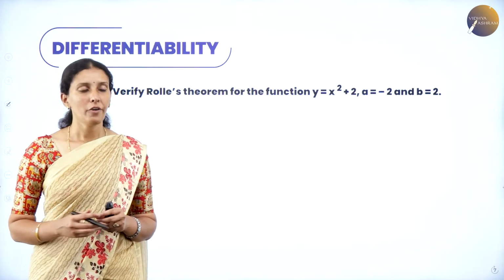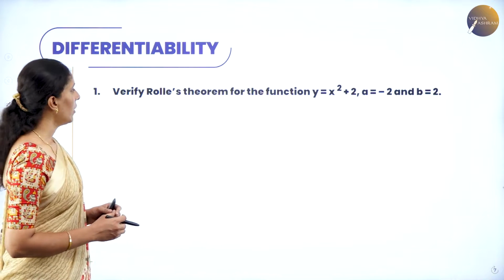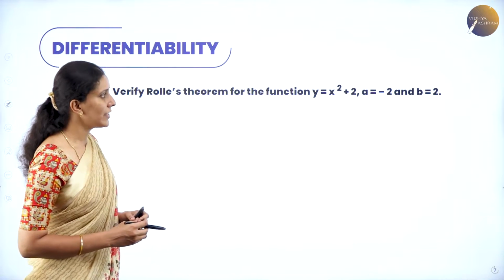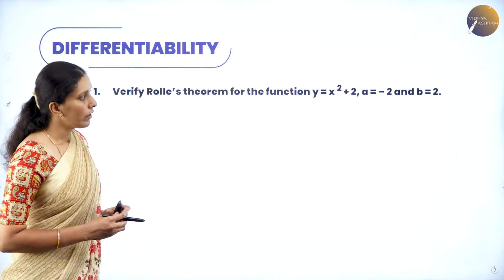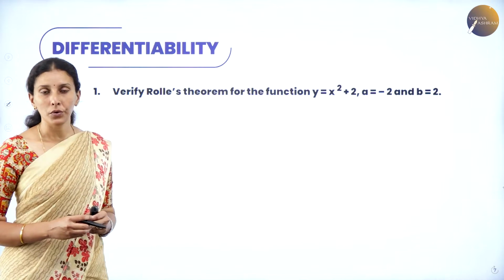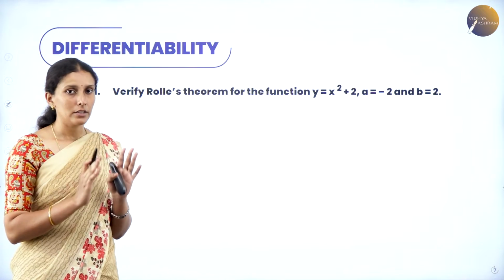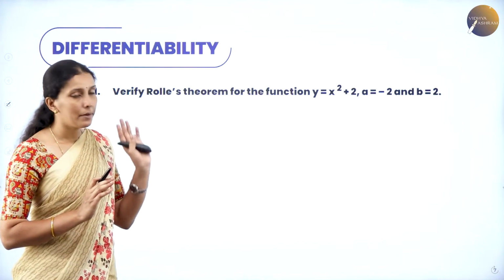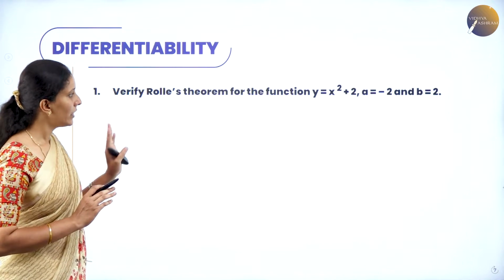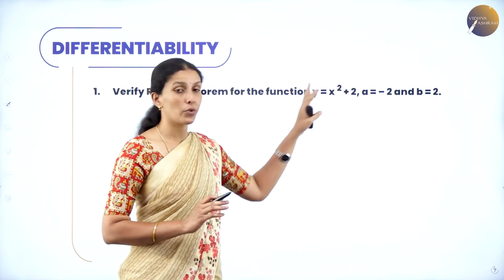So thus Rolle's theorem and the mean value theorem help us to understand the derivative of a function at a particular point. Now, verify Rolle's theorem for the function y is equal to x square plus 2, a is equal to minus 2 and b is equal to 2. So the domain where a and b are given here.